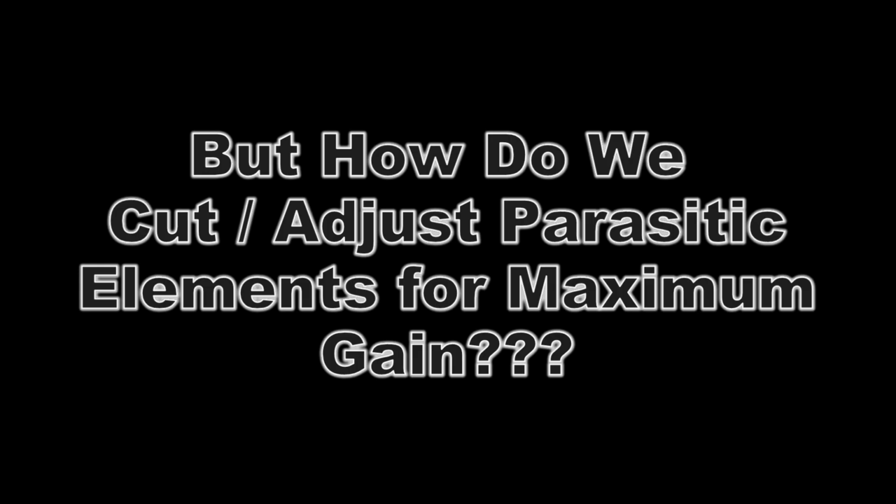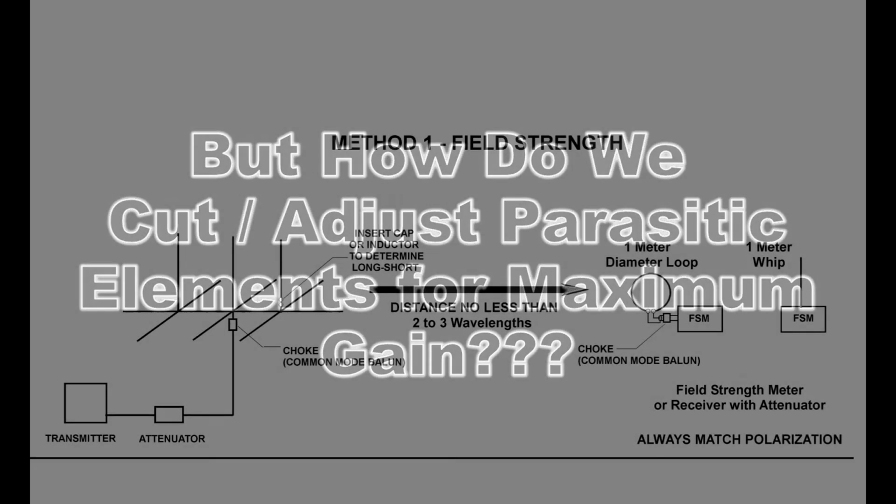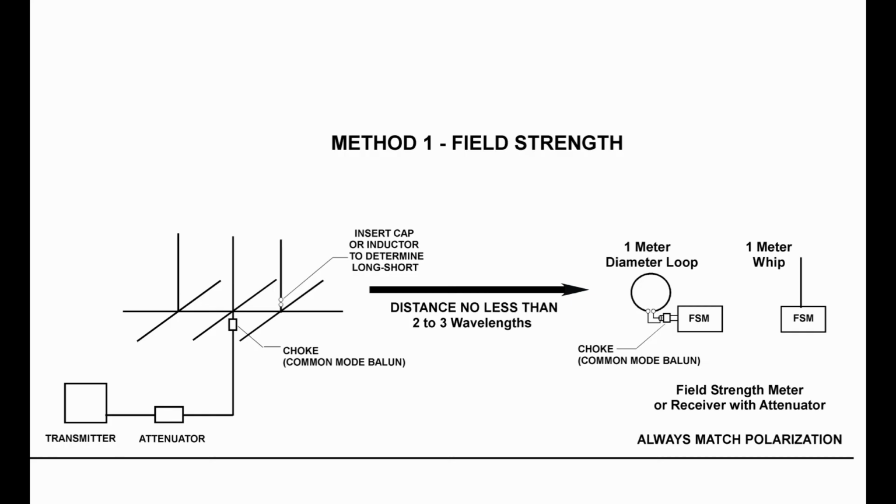And the first thing that you think of, of course, is field strength. You measure the field strength and try to maximize it by tuning the element. And the loop antenna, an inline loop antenna, vertically polarized, is the generally accepted method. But you need to be out at least 2 or 3 wavelengths into the far field to get an accurate measurement. A whip antenna is also effective.